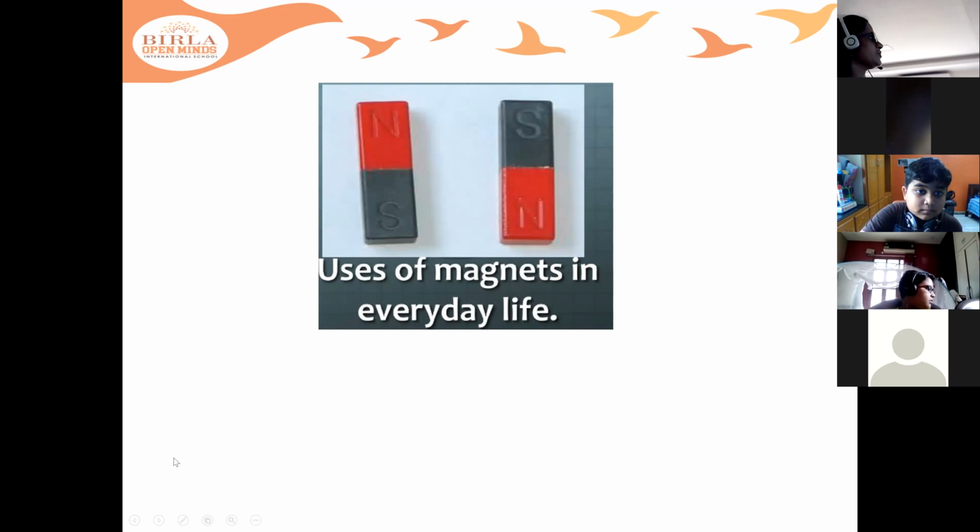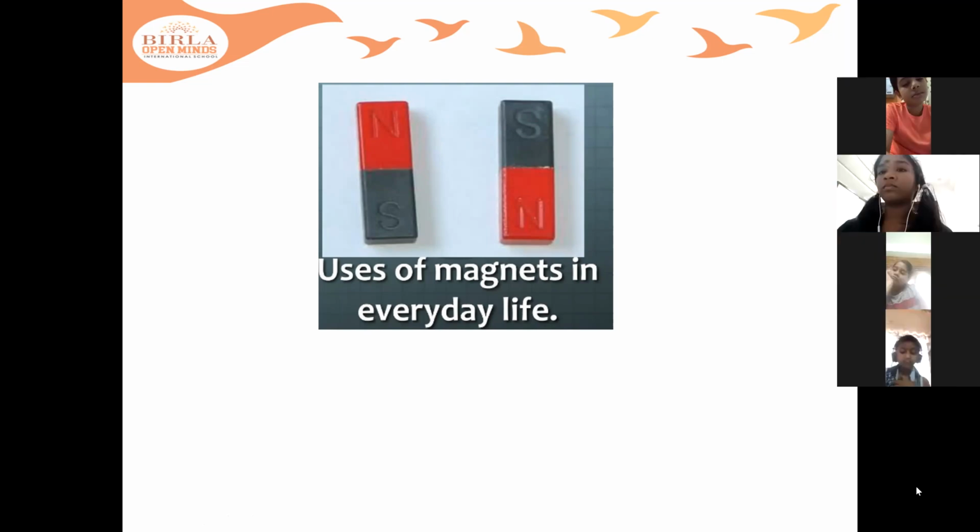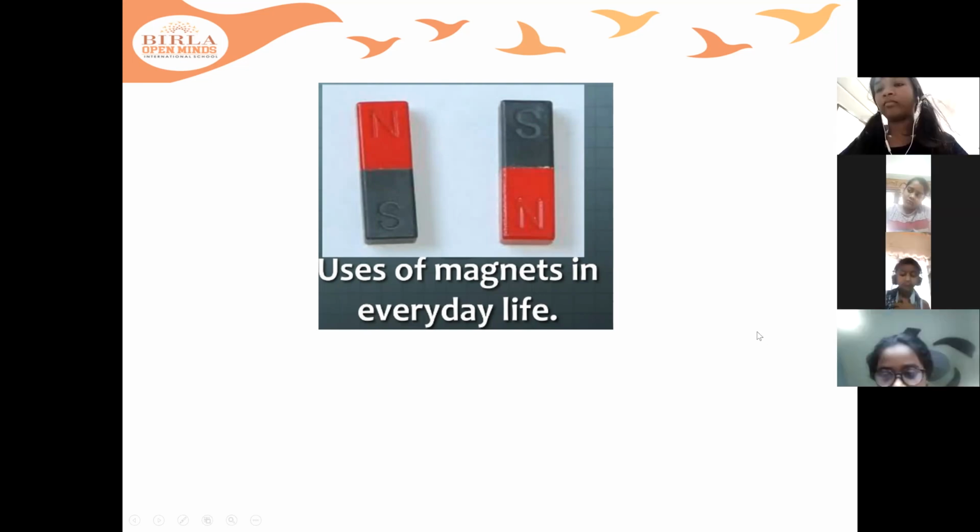And now coming to uses of magnets in everyday life. You'll be having a doubt: ma'am, how and why, in which type of things are we using these magnets? What is the use of these magnets in our daily life? Yes, any one of you who can give me the answer for this? Yes, Ritvik. Ma'am, trains go on magnetic rails in Japan. Okay, for what do they use it?